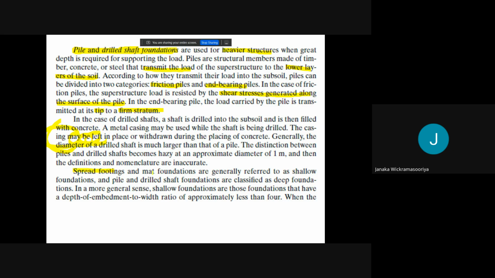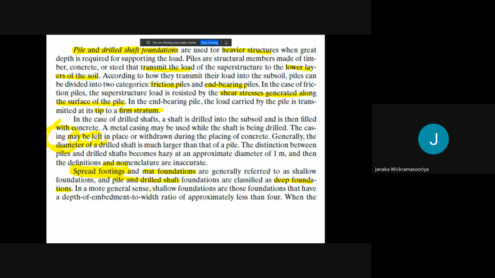And then spread footings and mat foundations are generally referred to as shallow foundations. Now, piles and drilled shafts are classified as deep foundations. What we discuss in this topic is the spread footings and the mat foundations. Basically, the spread footings are what we are discussing today under our topic. In a more general sense, shallow foundations are those foundations that have a depth of embedment to width ratio approximately less than 4.